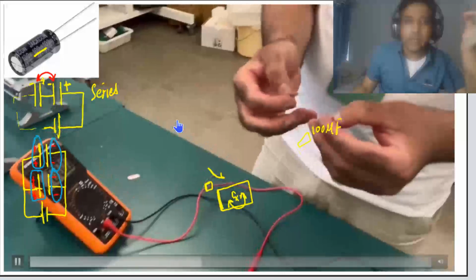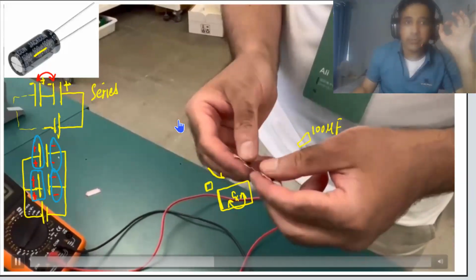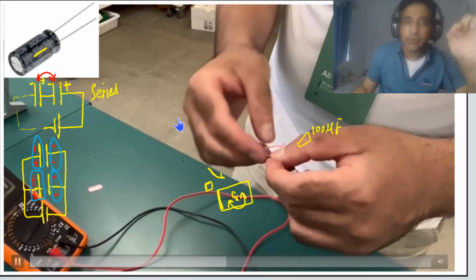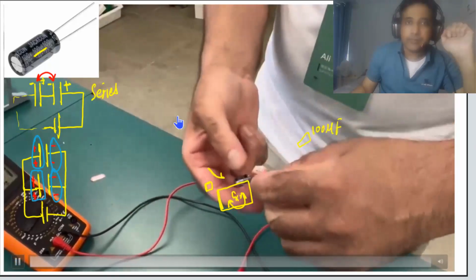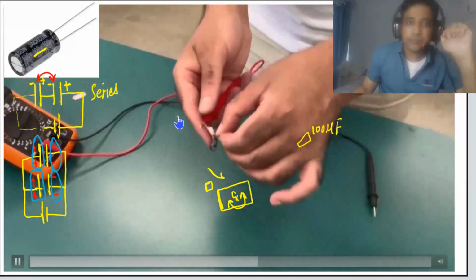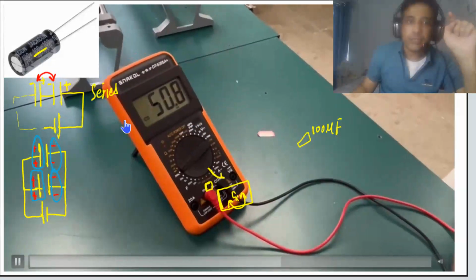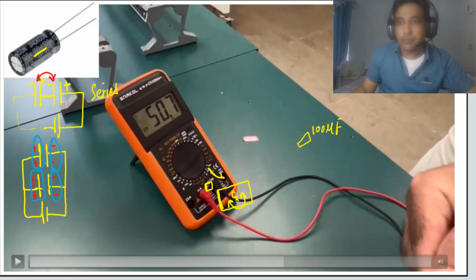Now we will connect two capacitors of 100 microfarad in series. So you can see I'm connecting the positive terminal with the negative terminal. So this is how you can connect them. So you can see it is 50. Because when capacitors are connected in series, the capacitance is half if two identical capacitors are connected in series.